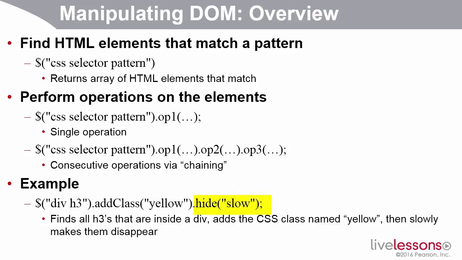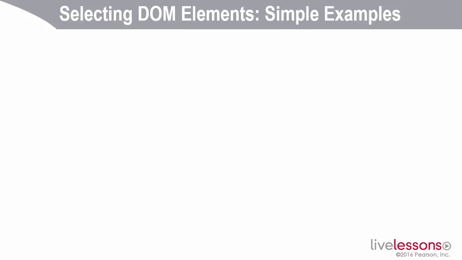All right, so CSS is the main way that you find elements in pages using jQuery, and you can chain operations together. Once you find elements that match, you can do one operation, then a second operation, and a third operation by just stringing them together with dots.